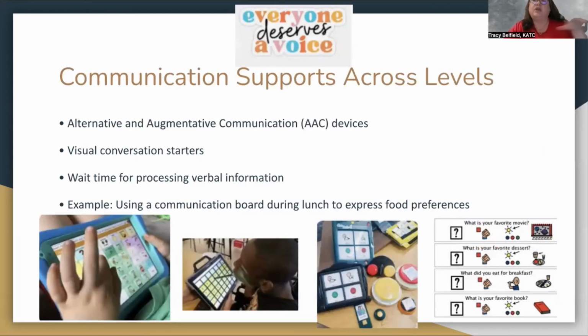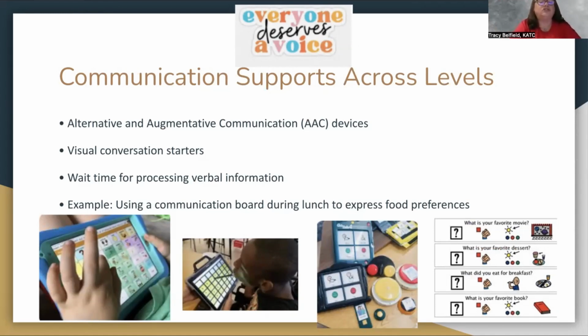Communication. It doesn't matter if they are in preschool or high school. Communication is a huge, huge, huge thing. Everyone deserves a voice, and I'm very, very passionate about that. All students should have access. If they're a speaking student, obviously we want them to speak, but even if they speak some, if they are not speaking the same number of words as their peers, they need some type of AAC support, whether it's high-tech or low-tech. Just because they can say 25 words doesn't mean they can effectively communicate. So we need to give them those supports and access to things.